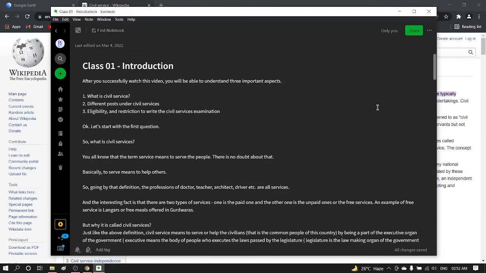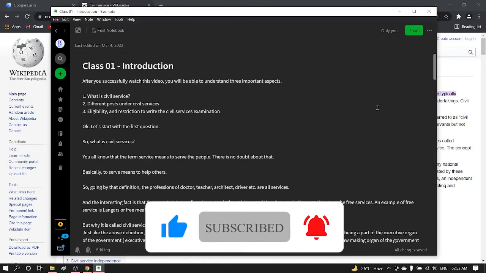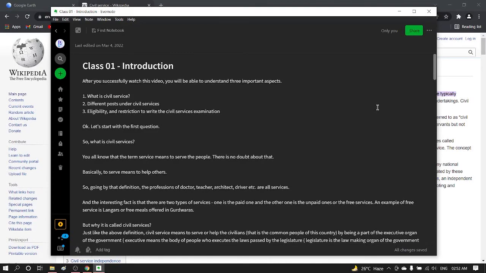So this class will be our introduction class. We'll have two introduction classes. In these two classes, we'll be discussing the civil service examination, different posts under civil services, eligibility and restriction, scheme of the civil service examination, and the syllabus of the examination. And we'll also discuss major terminologies related to the civil service examination.